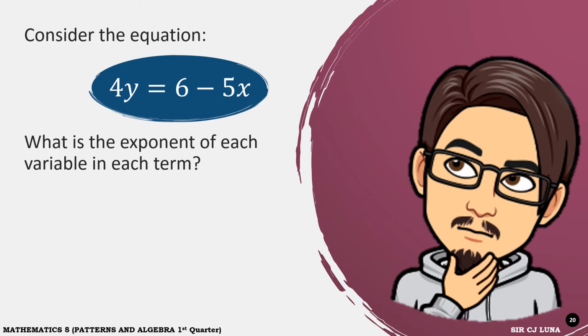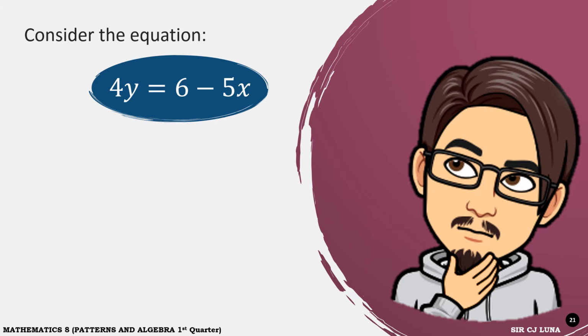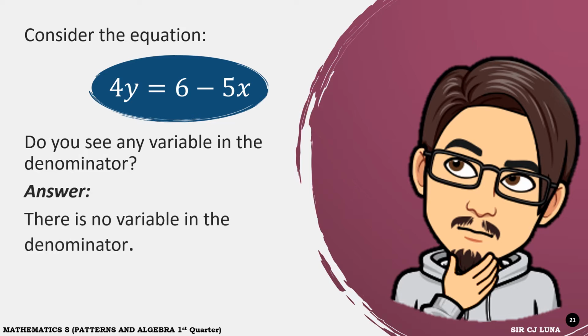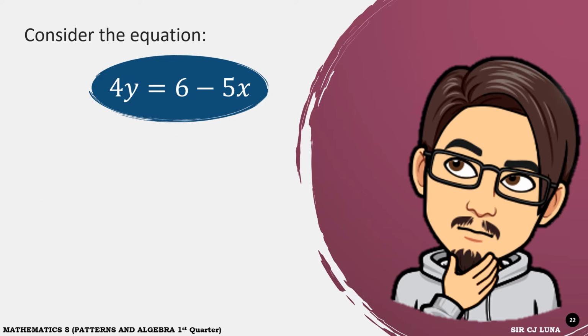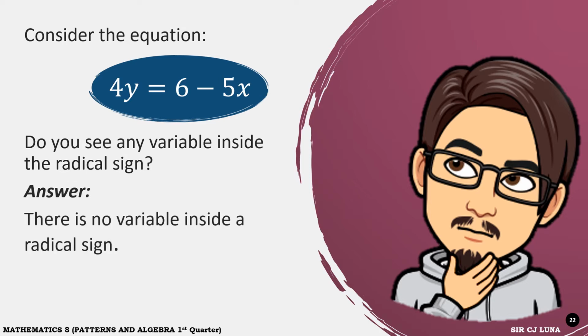What is the exponent of each variable in each term? Okay, good. The exponent of the variable in each term is only 1, which means the degree of the equation is 1. Do you see any variable in the denominator? Okay, good. There is no variable in the denominator. Do you see any variable inside the radical sign? Okay, you're right. There is no variable inside a radical sign.